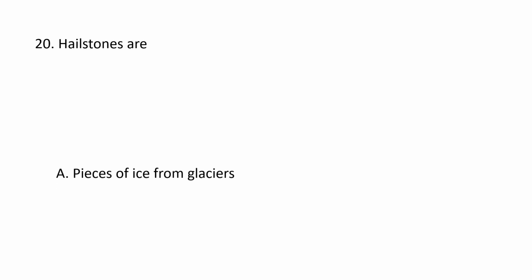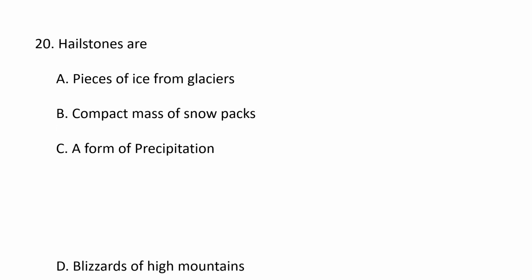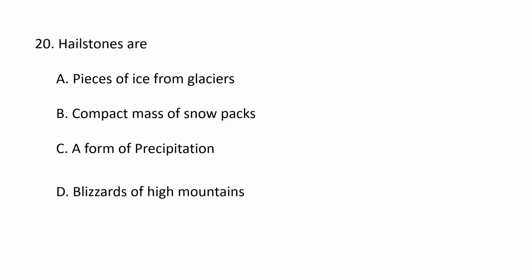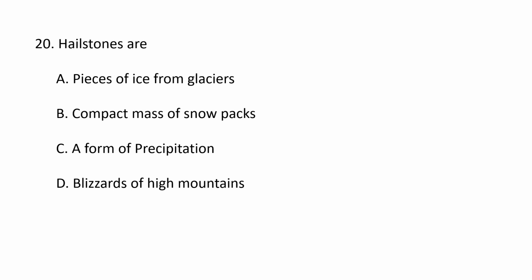Next question. Hailstones are A. Pieces of ice from glaciers, B. Compact mass of snowpacks, C. A form of precipitation and D. Blizzards of high mountain. So hailstones are a form of precipitation. It is a type of solid precipitation that forms inside thunderstorm updrafts, and the hailstones are made up of ice that can grow very large as water freezes onto their surface. So C, it is a form of precipitation, is the correct answer.